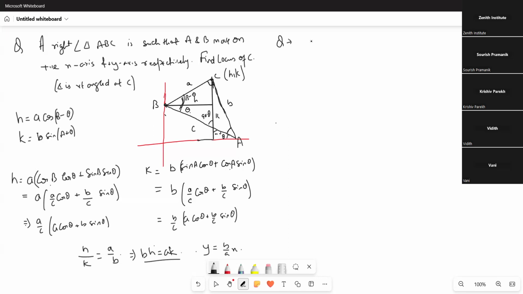The next question. Find the summation r going from 1 to 100 of sine inverse of 1 by root over of r square plus 1 into root over of r square plus 2r plus 2, is equal to tan inverse of p by q, and find the value of p plus q.